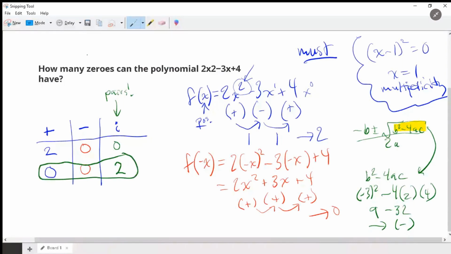So don't stop where you are. Try and figure out, don't just stop with how many roots does it have based on the degree. Figure out what kind of roots they are. It's a lot more interesting and you will impress your teacher if nothing else.